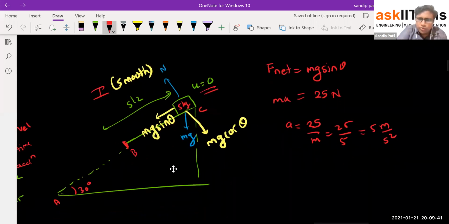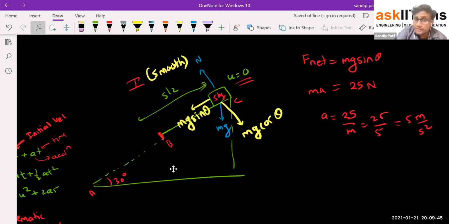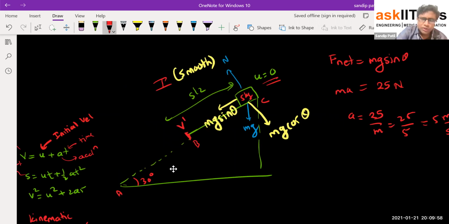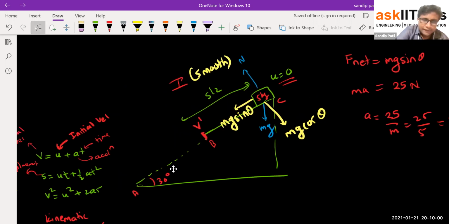So what is the distance covered? S by 2 is the distance. What is the initial velocity? 0. We want to calculate the final velocity. Let's say this is the final velocity v dash at this particular point. Now we have the acceleration, and we have u equal to 0. Now we want to calculate v.